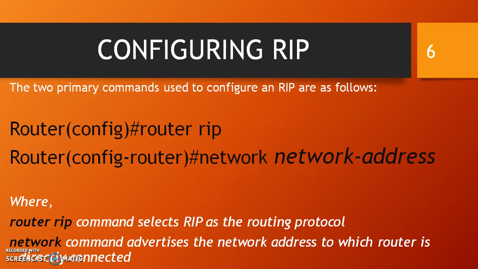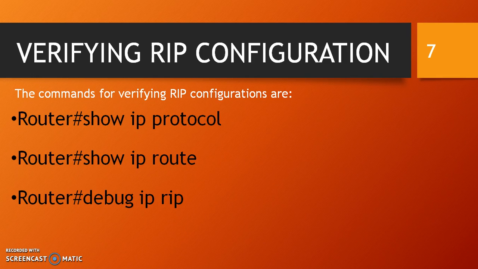The two primary commands which are used to configure RIP are: router rip, this command selects RIP as the routing protocol; and network address, this command advertises the network address to which the router is directly connected. The commands to verify the RIP configurations are as follows: show ip protocols, show ip route, debug ip rip.